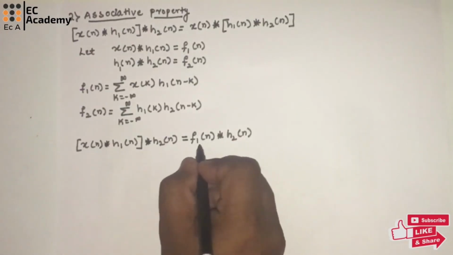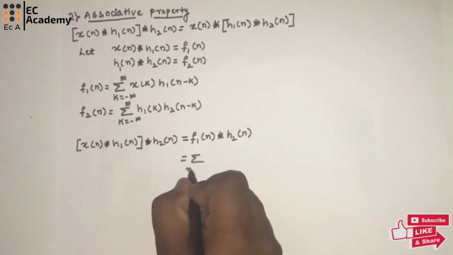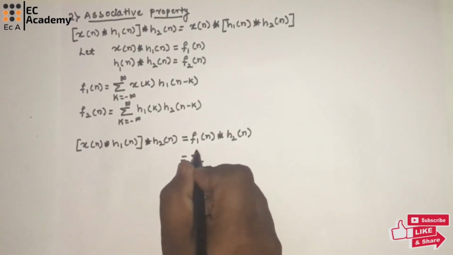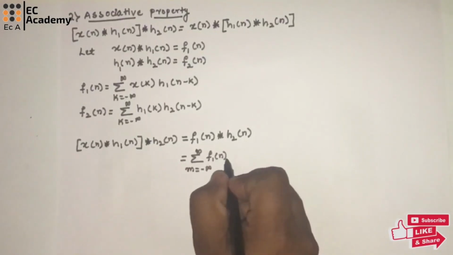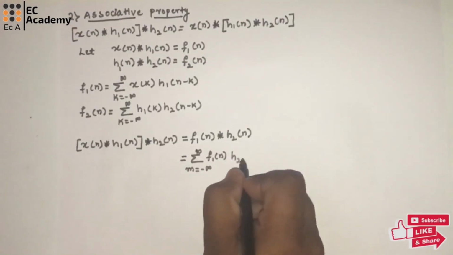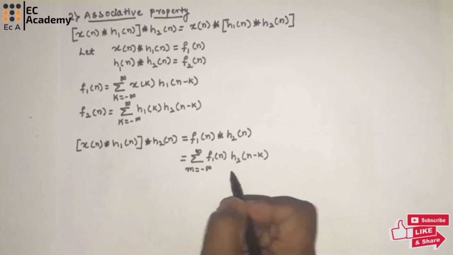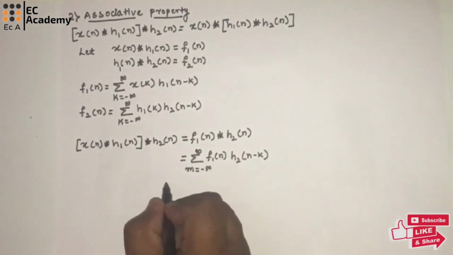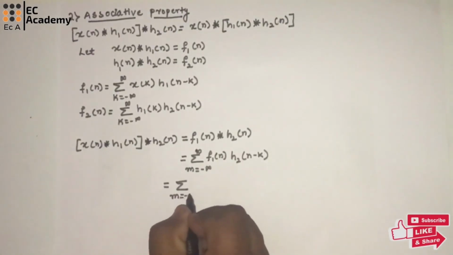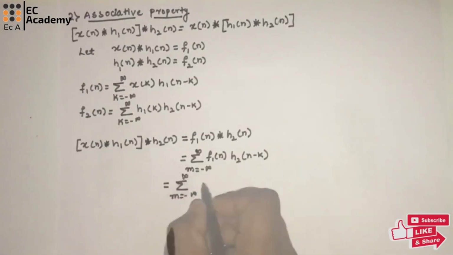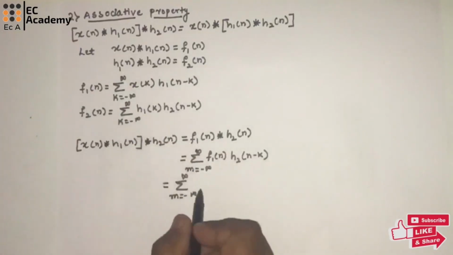Now let us write this equation as summation m is equal to minus infinity to infinity f1 of m into h2 of n minus m. So this we have written from the formula of convolution sum. Now let us write this equation as summation of m is equal to minus infinity to infinity. We know f1 of n is equal to this equation. Let us put this equation.